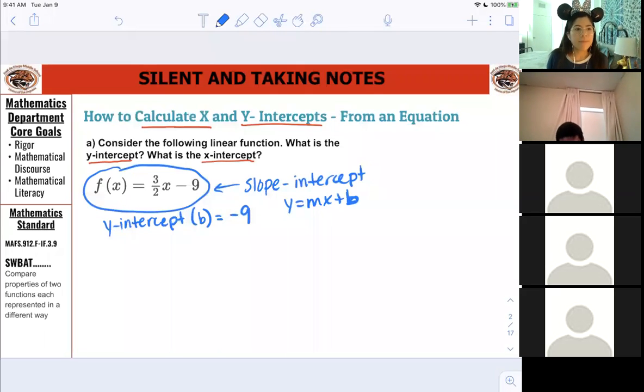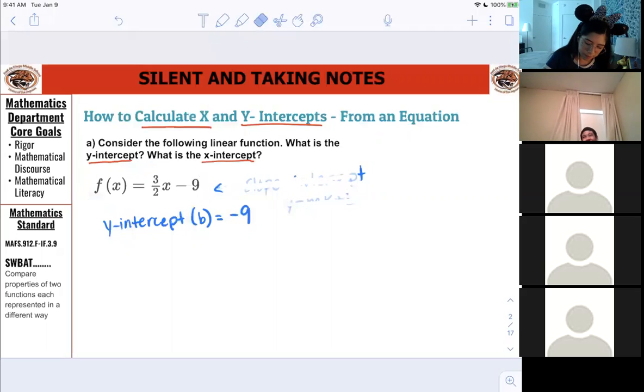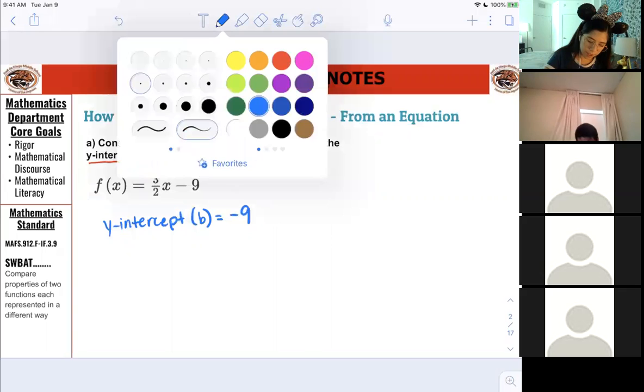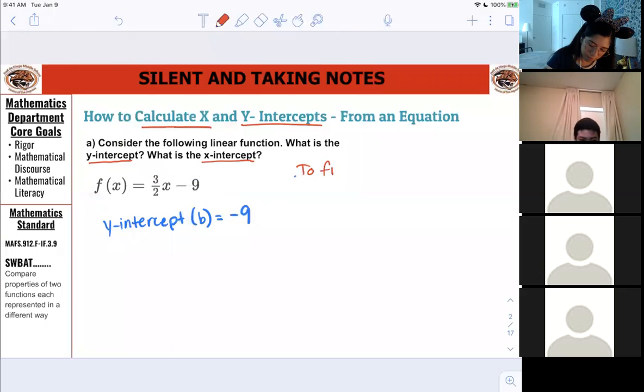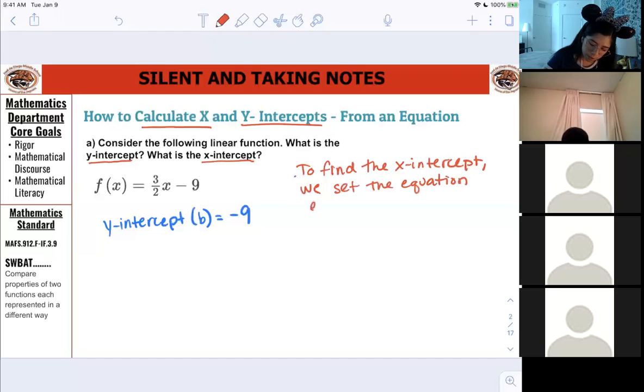All right. So now I know my y-intercept, but do I know my x-intercept at all by looking at this equation? No, I don't. So here's how we figure it out. To find the x-intercept, we set the equation equal to 0 and solve for x.